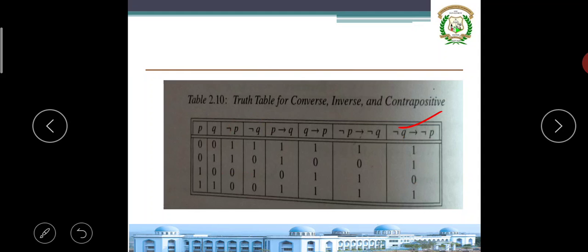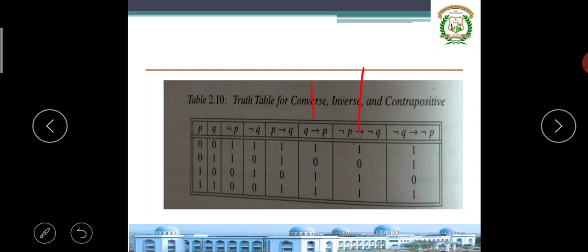Carefully watch, dear students, all of you are observing this, right? What is the relationship between these three? Are there any two columns that match? Carefully watch this: the q implies p column and the negation of p implies negation of q column.